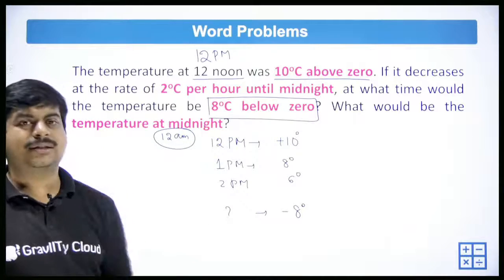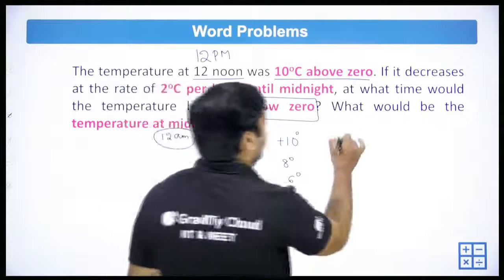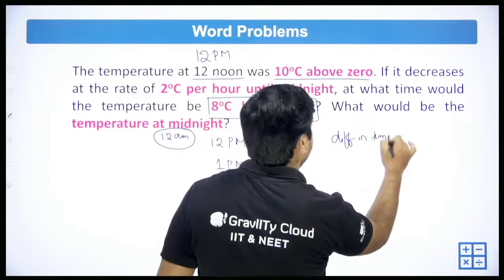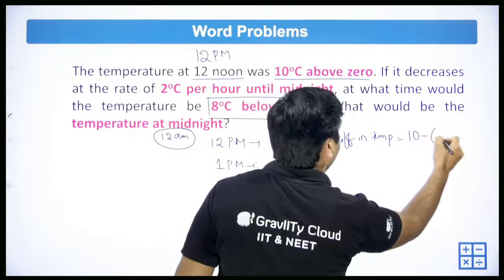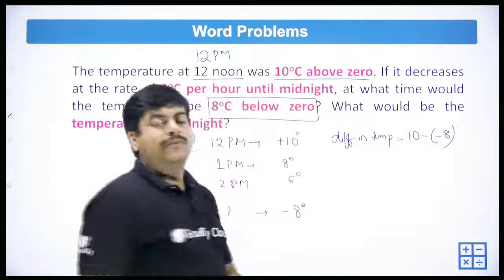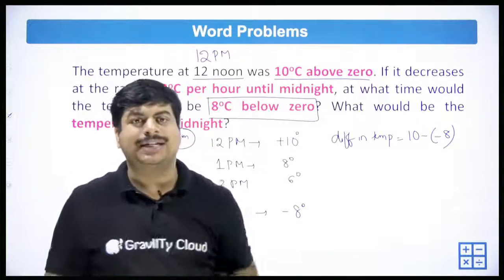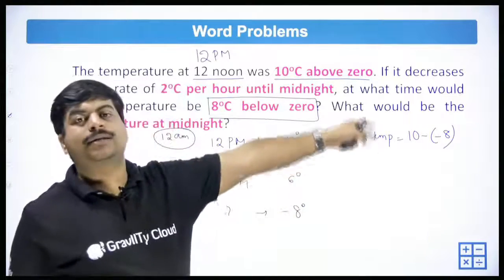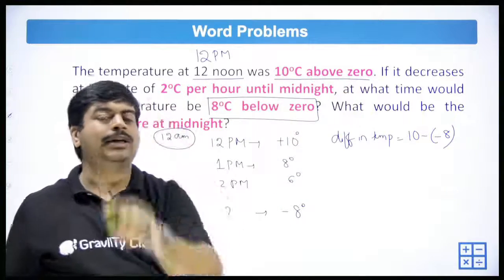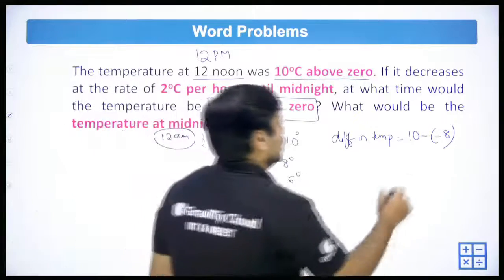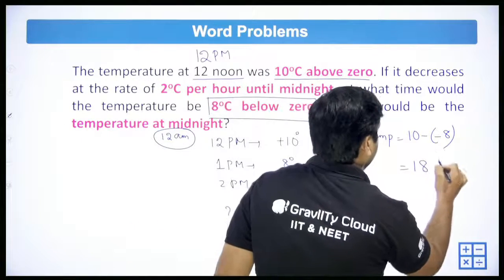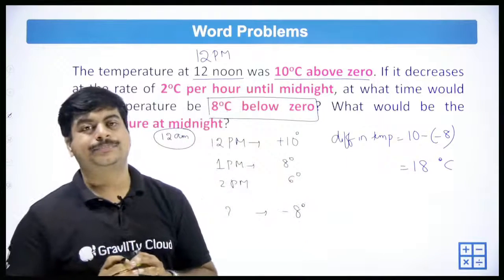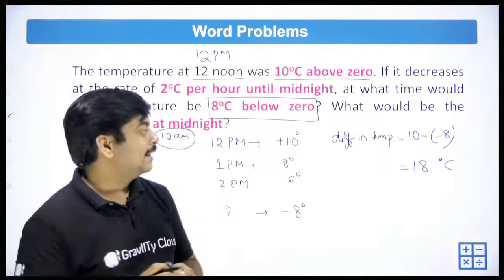What is the difference? The difference in temperature is equal to 10 minus of minus 8. Difference of 5 and 3 is 5 minus 3. 10 and 5, 10 minus 5. 10 and minus 8, 10 minus minus 8. Don't forget that extra negative. So that is 18. So in total it should reduce by 18 degrees.